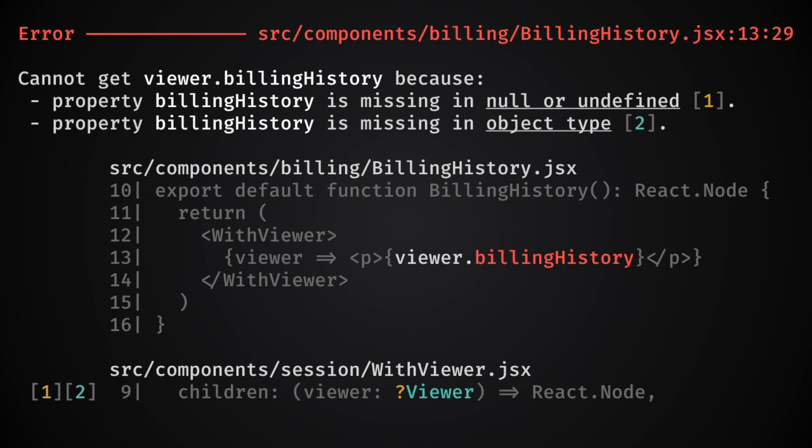Here's an example of that. We generate flow types corresponding to all the queries and fragments in our application using an Apollo utility. And this is flow telling me that the viewer supplied by with_viewer doesn't have a field called billing history. So that's really handy. And seriously, if you're not generating types for your client JavaScript, I'm happy for that to be the one thing you take away, that is hugely valuable.